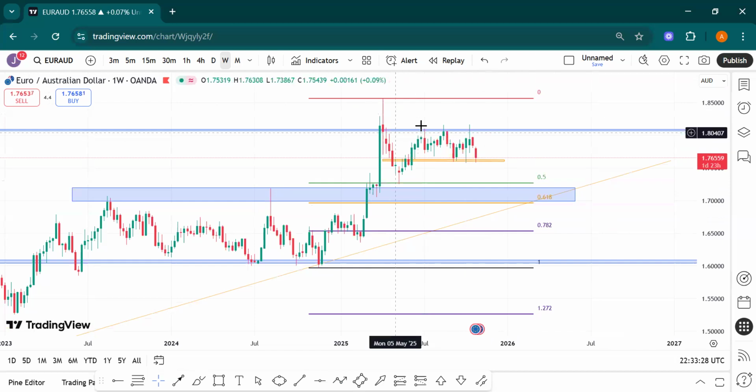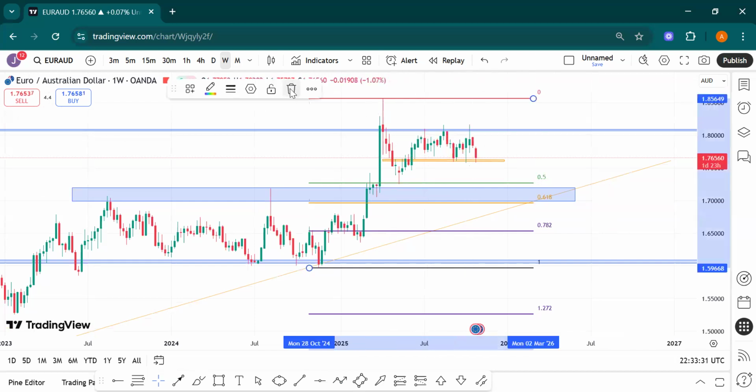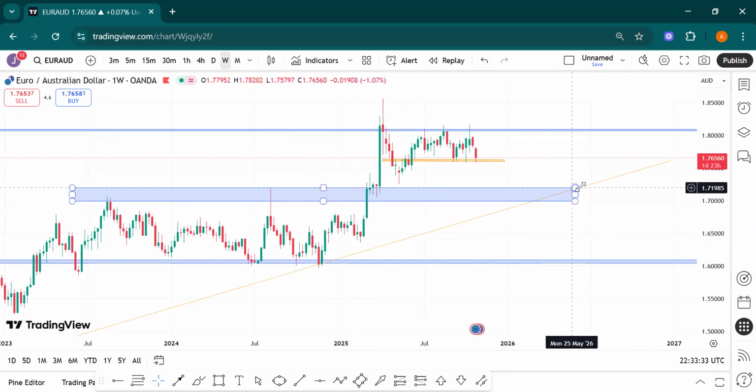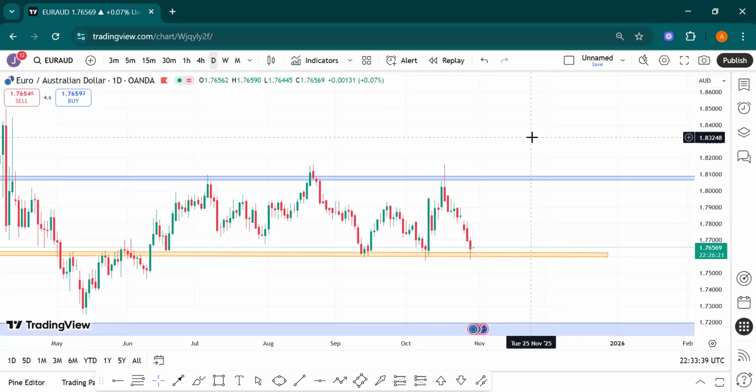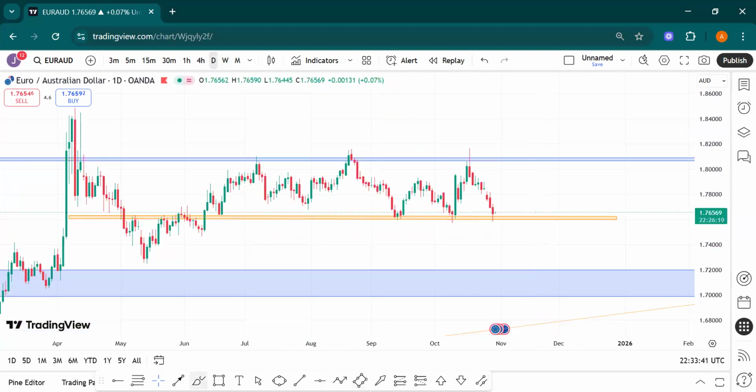And then to make my chart a bit clearer, I can take this out. I can as well leave this here. So now having this, I can now go to the daily time frame. Now on the daily time frame, we can see that the range becomes much clearer.